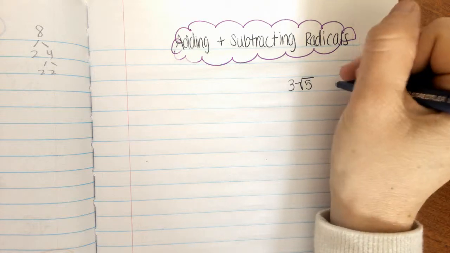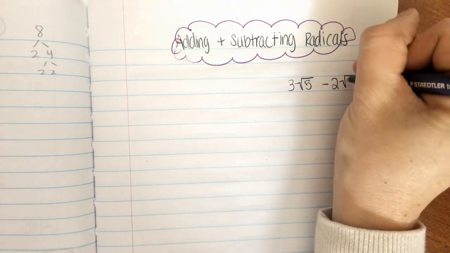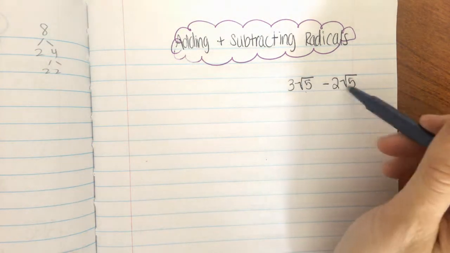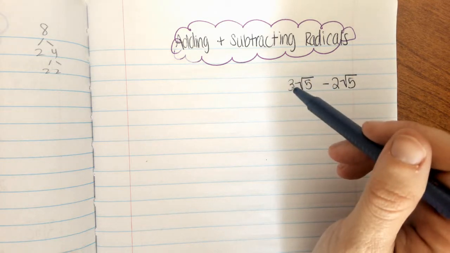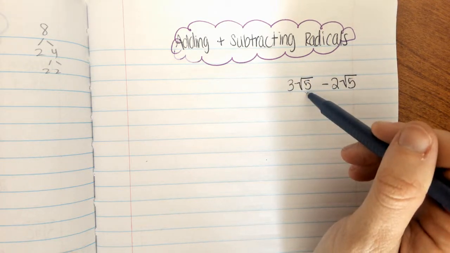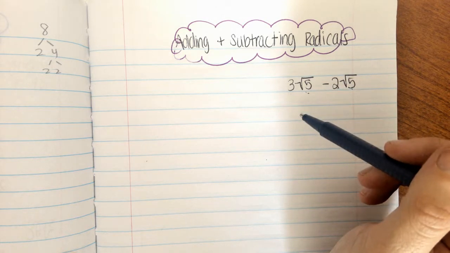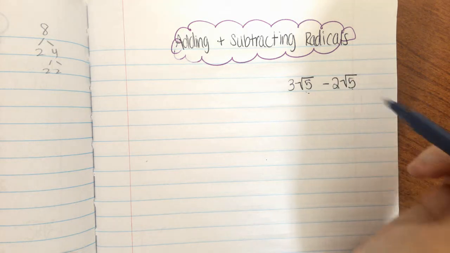to grouping. So we're going to add together these two terms. We're going to group them together. The way that you can think of this is really 3 square roots of 5, and we're taking away 2 square roots of 5.